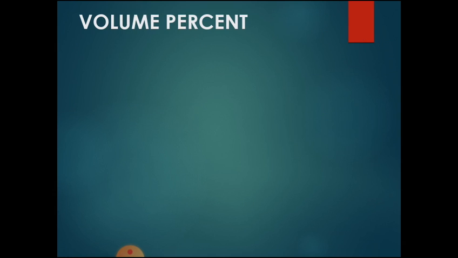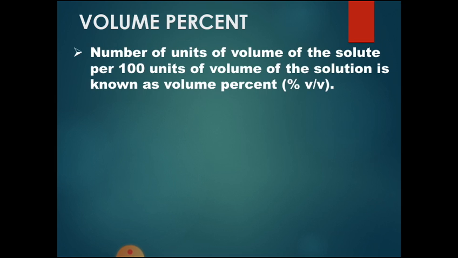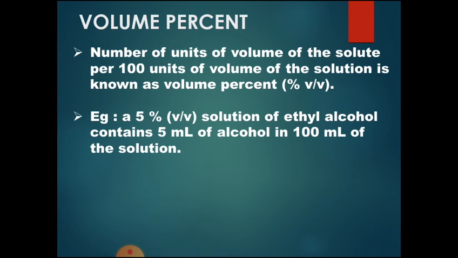Next is volume percent. Volume percent is defined as the number of units of volume of the solute per 100 units of volume of the solution. For example, a 5% solution of ethyl alcohol means it contains 5 ml of ethyl alcohol as the solute in 100 ml of the solution.